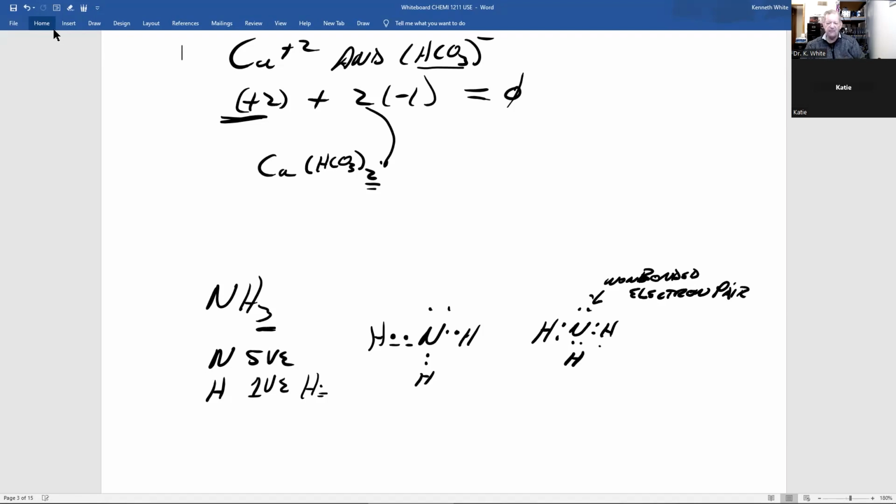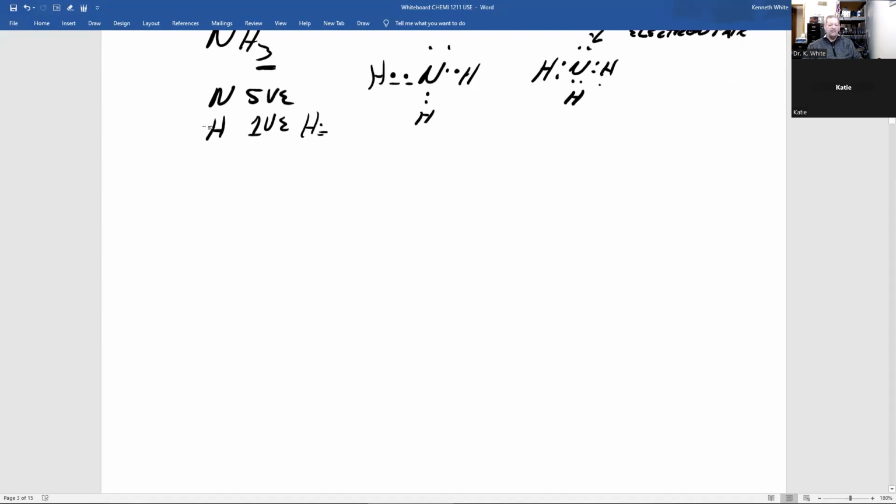And each one of these pair of electrons is a single bond. Now let's do oxygen, O2. Oxygen has 6 valence electrons. You've learned how to look that up on the periodic table. And I have 2 of them in oxygen gas, what you're breathing now.